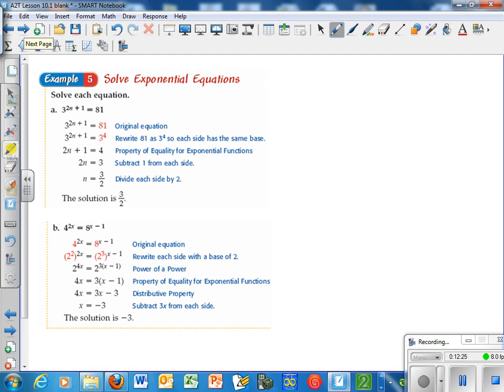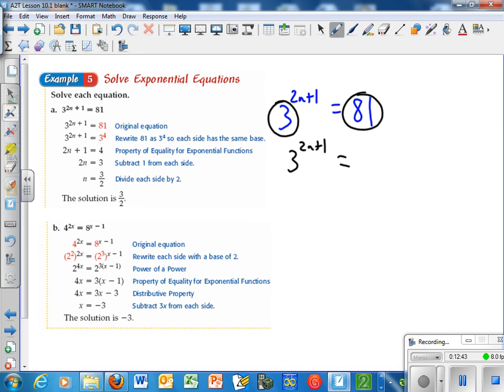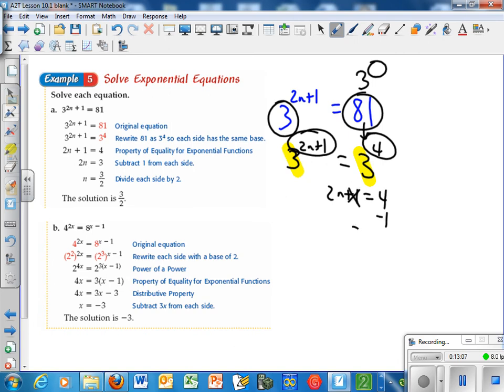Sometimes you need to get the bases the same. So in this section we're going to look at that. So here's what we have, 3 to the 2n plus 1 power equals 81. What I want to do is say, can I write those with the same base? Now, 3 to the power of 2n plus 1, but this right here can be written as 3 to the fourth power. So they're going to give you numbers that you can write as the same base. So 3 to the fourth power is 81. Now that I have these bases equal to each other, I can set that exponent equal to that. So 2n plus 1 is equal to 4. I subtract 1, so 2n is 3. I divide by 2. So n is 3 halves, which is what they're saying right there.